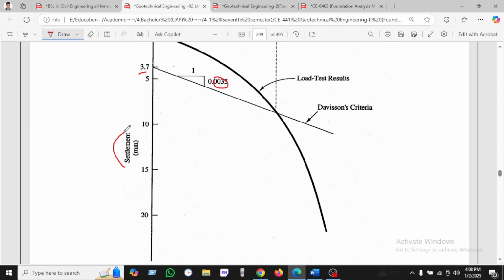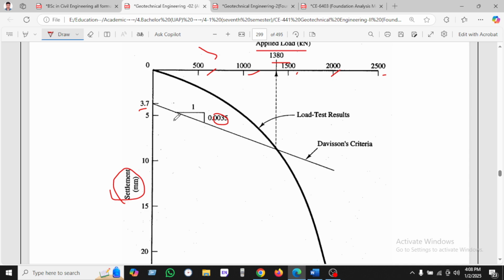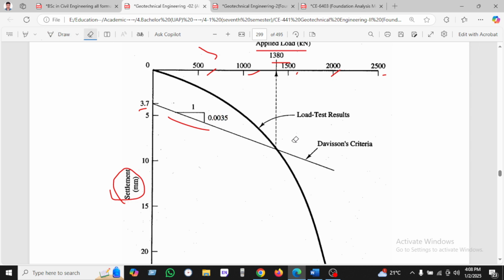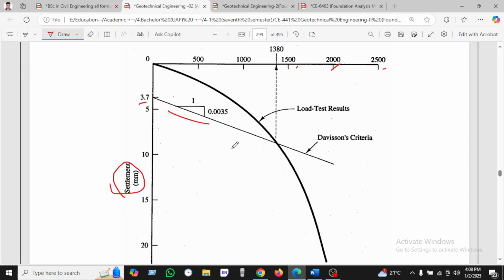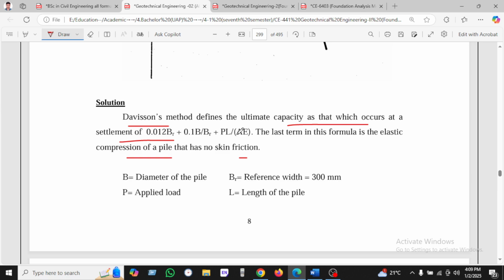So we have to calculate the settlement, and then draw this curve, and in this way it will intersect this one, then we will find out how much load we have. Davisson's method defines the ultimate capacity as that which occurs at the settlement 0.001 BR plus 0.1 B divided by BR, plus PL divided by AE. The last term is the uniform formula for elastic compression of the pile. B is the diameter of the pile, and BR is the reference width, which is 300.